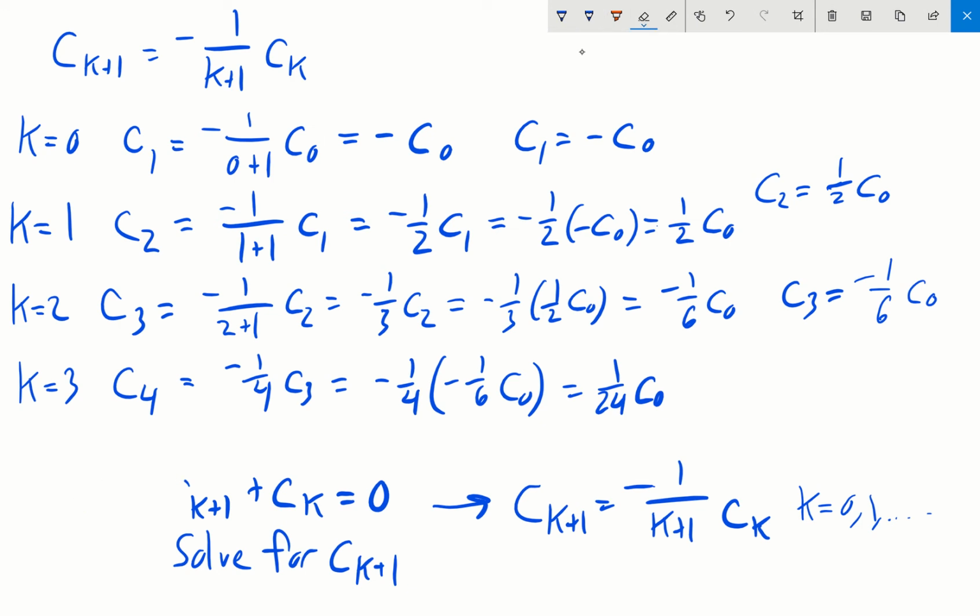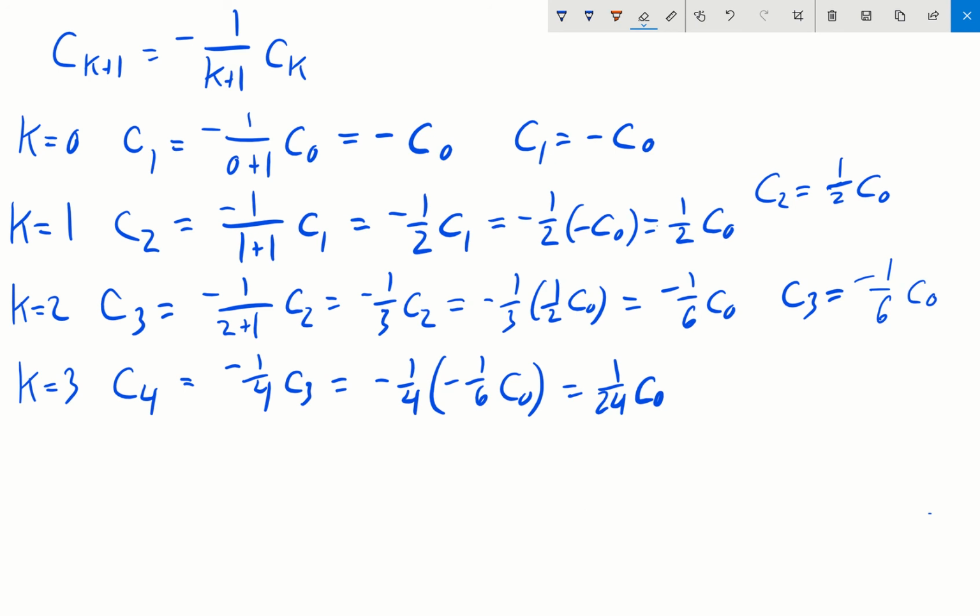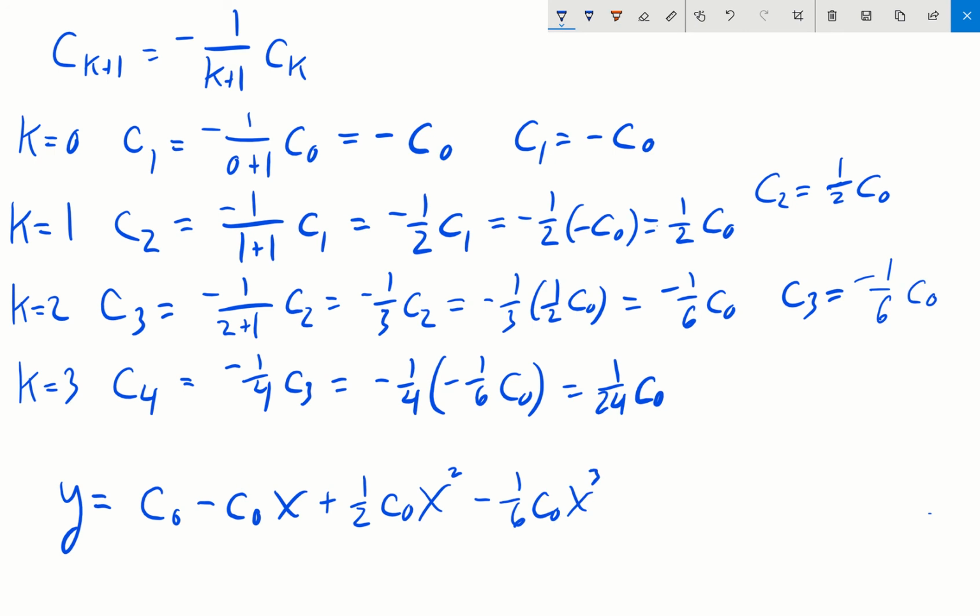And then we can continue on with this, but let's take a look in a moment and see what's going on here. So we have our original solution, y equals our power series. It's going to be the first term, our constant term, which we know is c_0. Then we have a minus c_0 x plus a 1 half c_0. That would be our x squared term. Just keep writing it out. Then we have our minus 1/6 c_0 x cubed. We have our plus 1/24 c_0 x to the fourth. Okay, and so that's our solution.